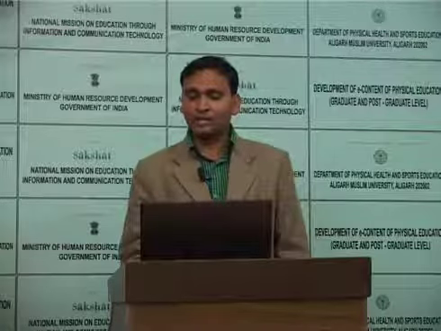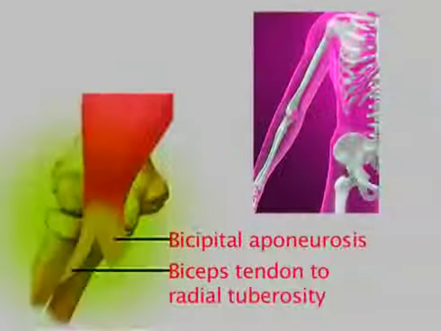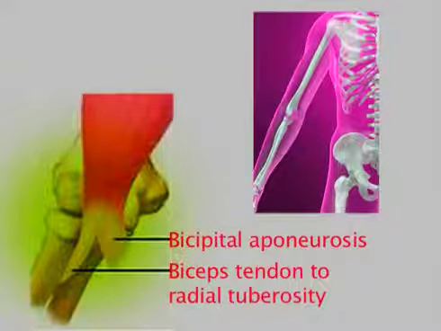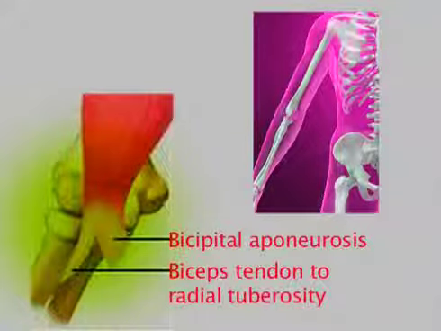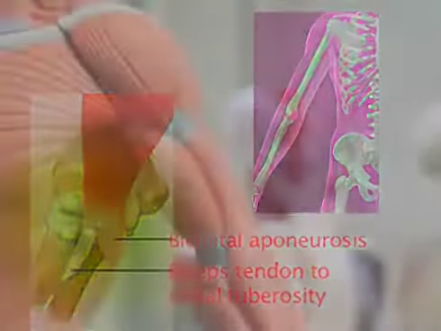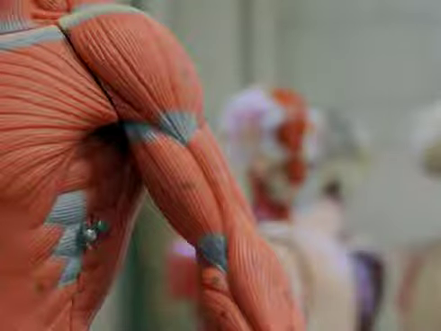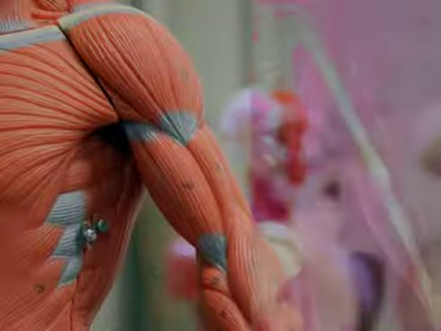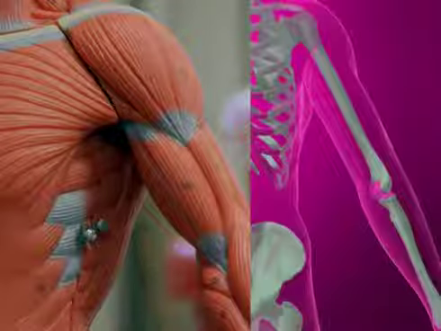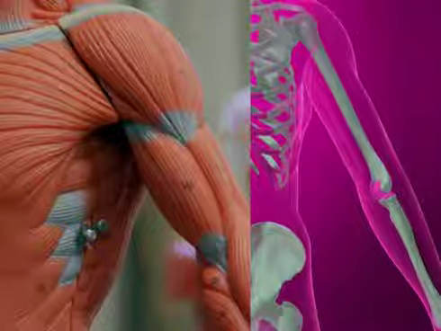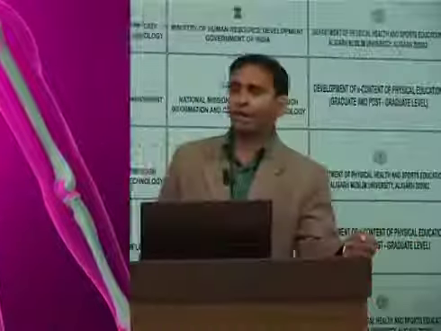Now come to the insertion. The biceps brachii muscle is inserted through a round tendon into the radial tuberosity of the radius. They all are originating from one bone, the scapula, and inserting over the radial tuberosity. It means the biceps muscle is a two joint muscle. They cross the shoulder joint as well as the elbow joint, so contraction or relaxation of this muscle can produce movement at both joints.